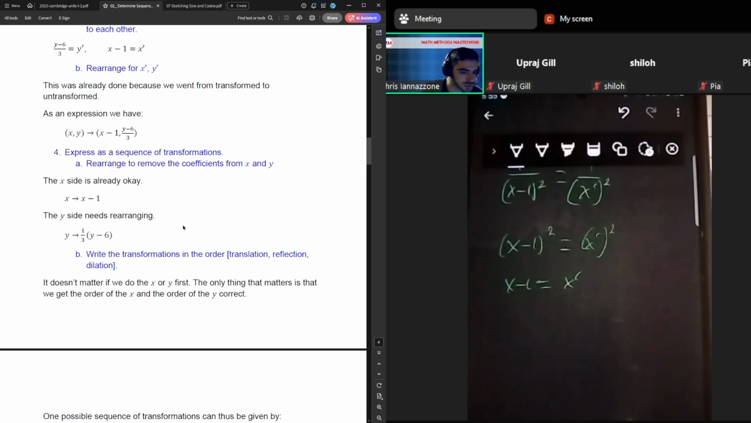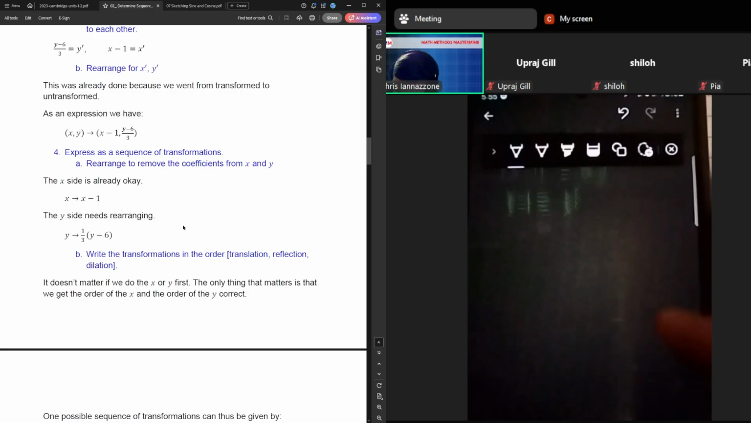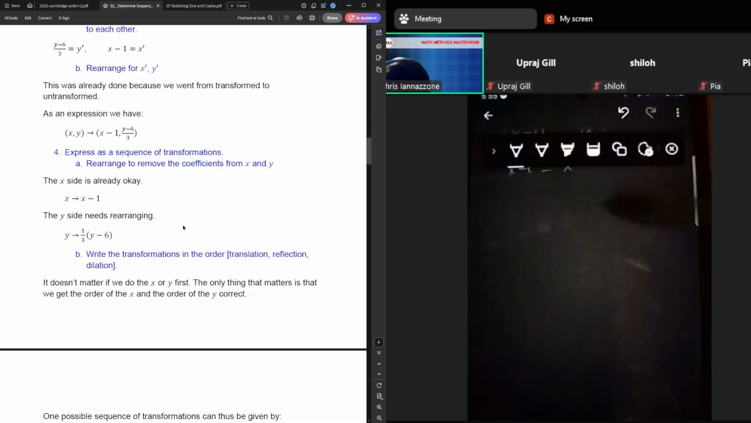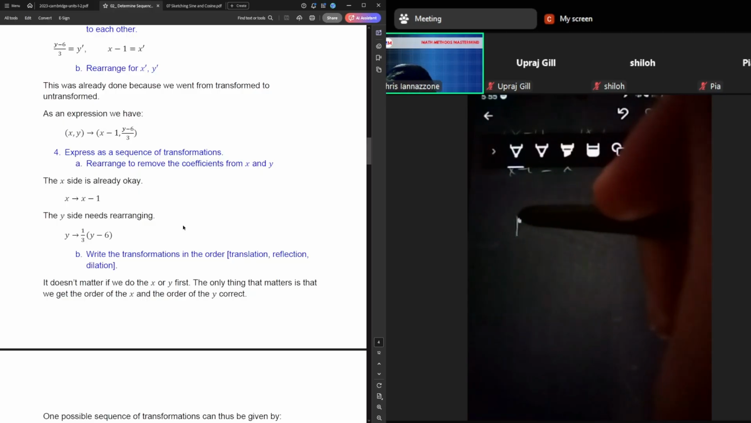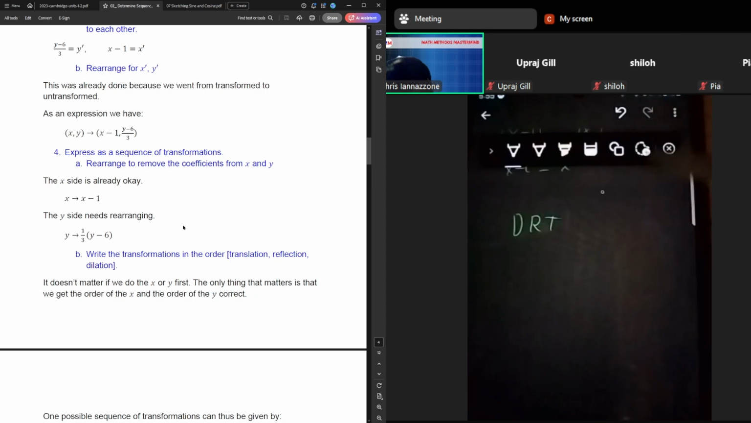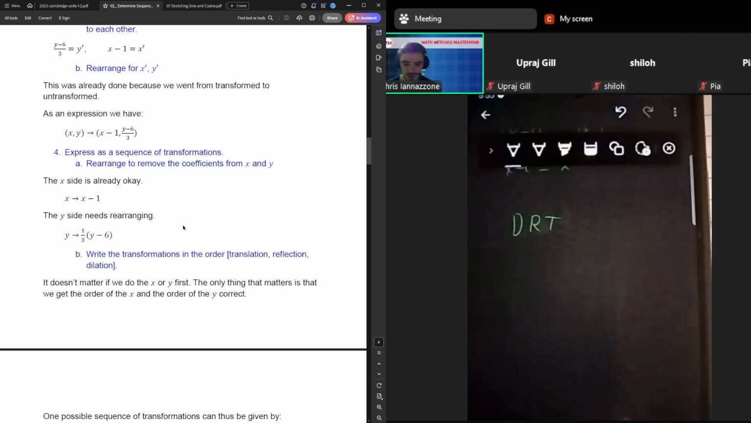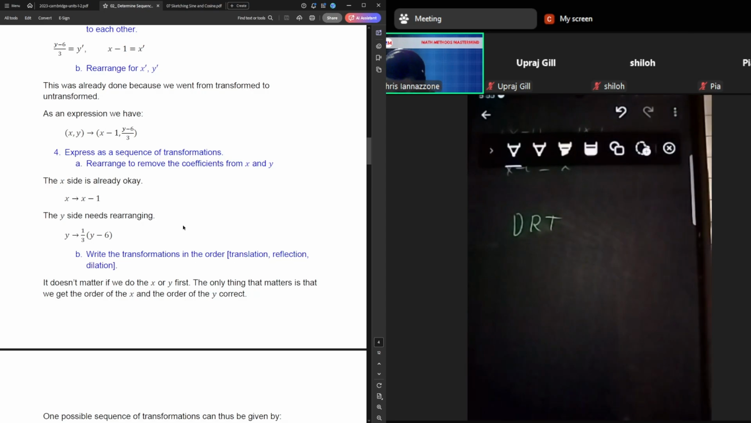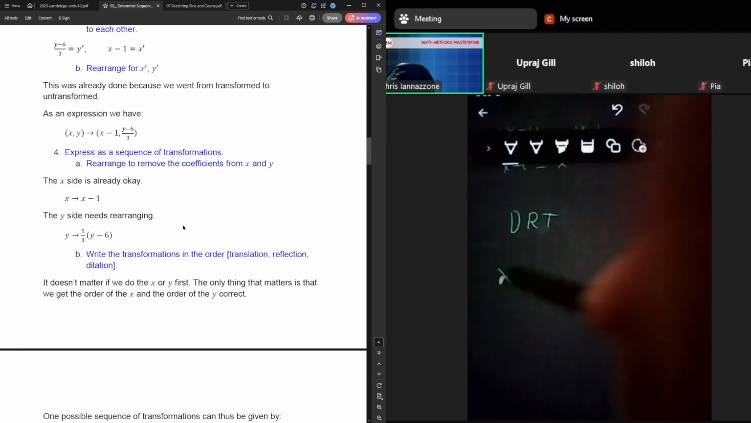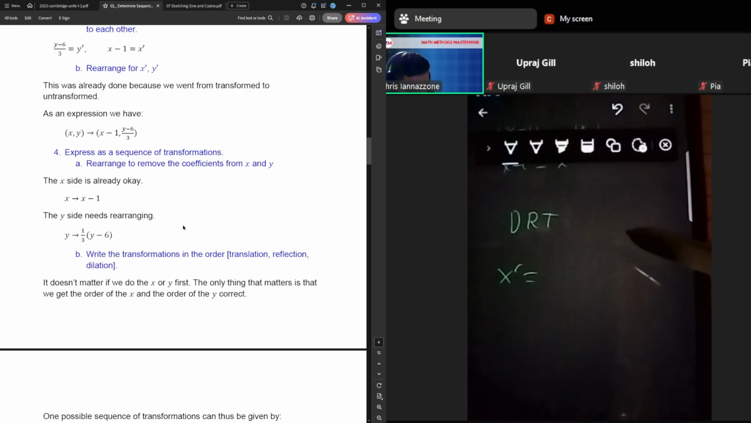The other way, which is probably a bit more commonly taught, would be the DRT version, which I'll do by hand. So DRT, which means you're doing dilations first, then reflections, then translations. If you want to do it this way, well, let me first just write down the transformations that we had. X dash equals x minus 1, y dash equals y minus 6 over 3.